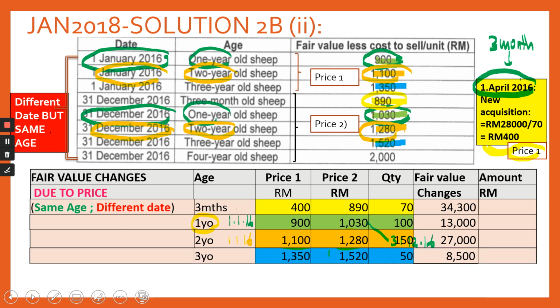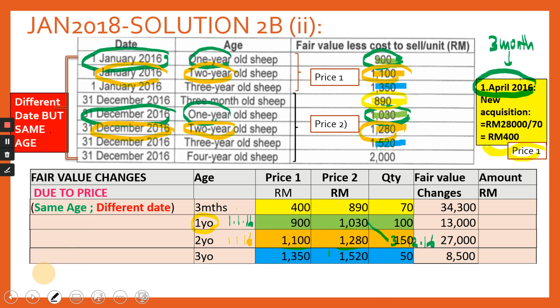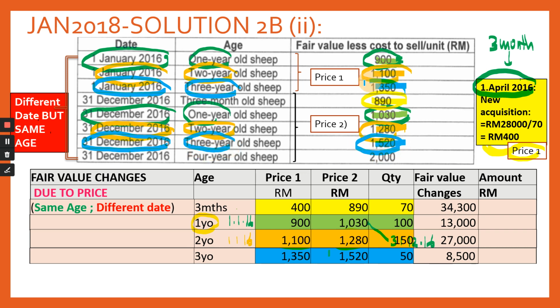Next, you will do for the 3-year-old ship. You have 50 of them on 1st of January, that 3-year-old ship. You want to see now what is the price changes, the gain on the price changes. So you will compare the 3-year-old ship that you have on 1st of January with the 3-year-old ship that you have as at the end of the year, that is within the same age group but different price. So those two different prices are 1520 versus 1350. So the difference will be multiplied with 50.